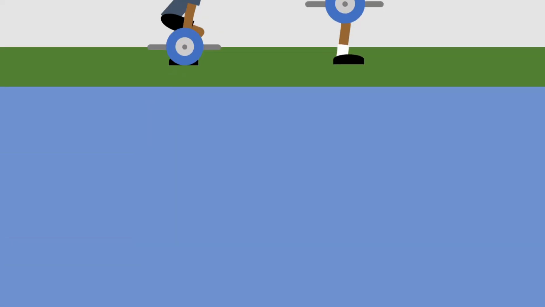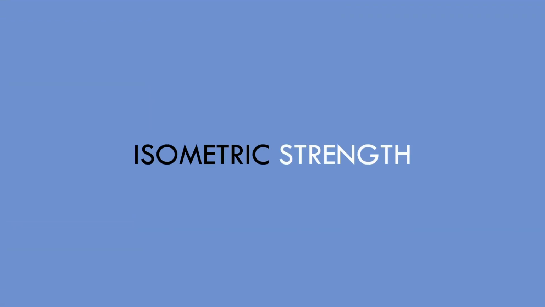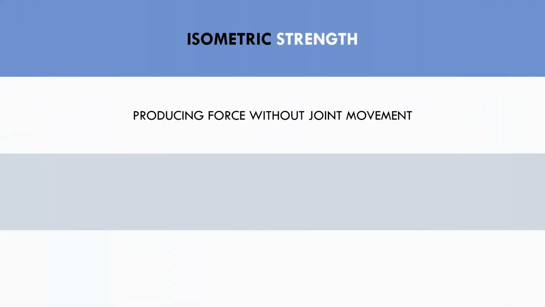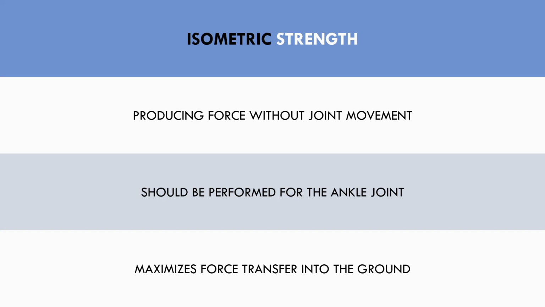And the last training method that can have positive transfer to acceleration performance is isometric strength training. Isometric strength training refers to exerting maximal forces without any joint movement. Isometric strength training should be performed for the ankle joint, as this joint is required to maintain an isometric position during acceleration sprinting. It is important that the ankle doesn't collapse during each stride, otherwise the force produced from the hips and knees will not be maximally transferred into the ground to propel the athlete forward.